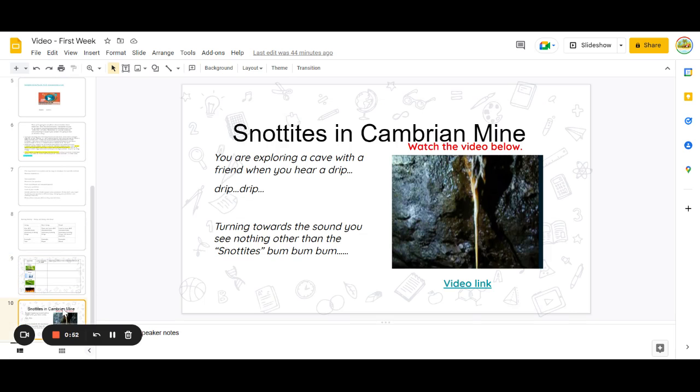Our last activity for the week was an activity called Snotites in the Cambrian Mind. If you look online, there are plenty of websites and videos that accompany this activity. It starts off with you exploring a cave with a friend and you hear drip, drip, drip. As we watched the video, students were kind of grossed out at first, but overall they really enjoyed the lesson.